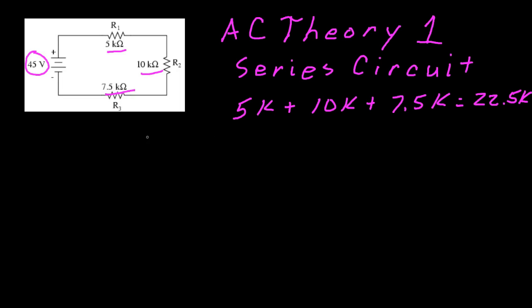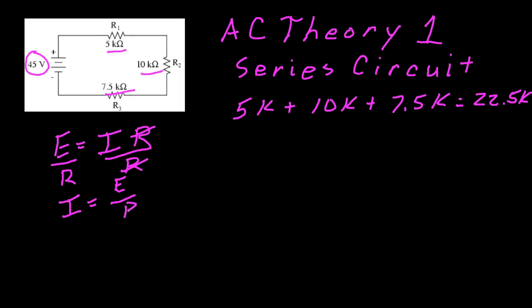So now, in order to find the current through the circuit, which is the only thing we don't know, is I. If we take our standard formula of Ohm's law, E equals I times R, we need to solve for I. So if we flip this formula around by dividing both sides by R, then we're going to divide these R's out, and we're going to be left with a formula of I equals E over R. And then if we plug those values in, we've got 45 volts divided by 22.5 k ohms.